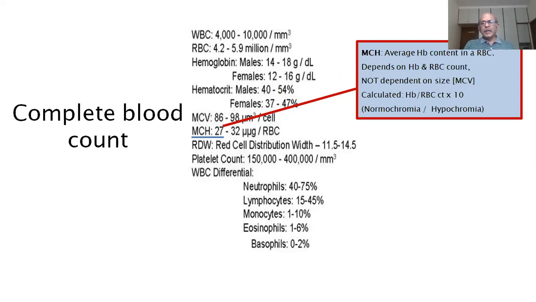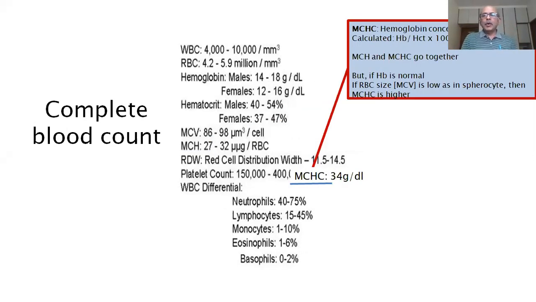And if the MCH is normal, we call it normochromic. If it is less than normal, we call it hypochromic. Mean corpuscular hemoglobin concentration, that is the concentration of hemoglobin inside the RBC. Again, easy to understand because it is the concentration of hemoglobin within the RBC. It depends on the RBC size. Normally, MCH and MCHC go together.